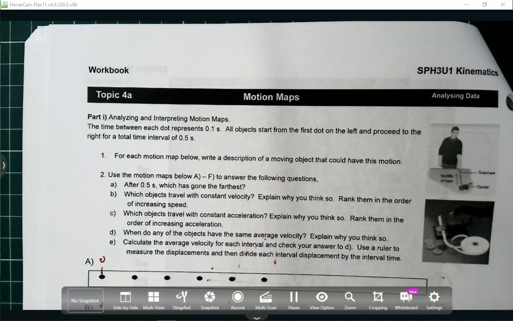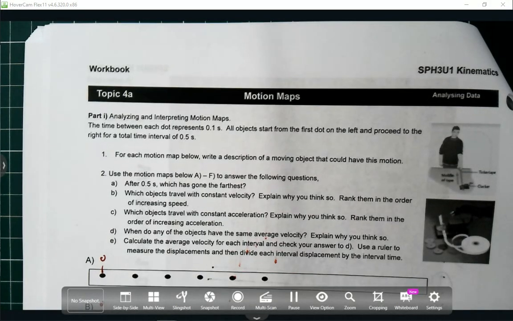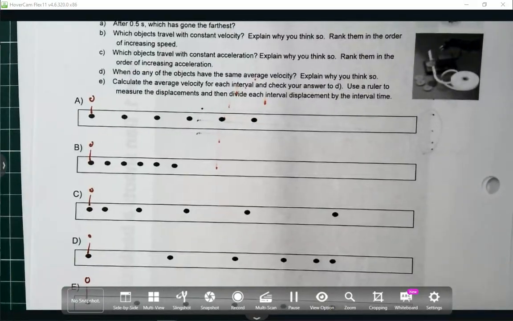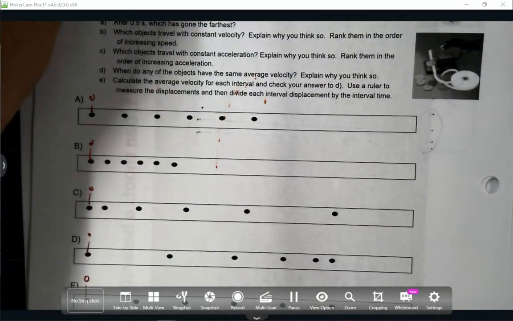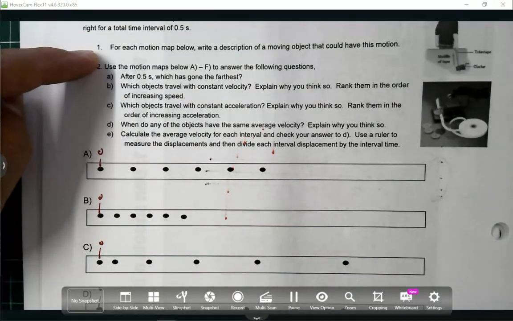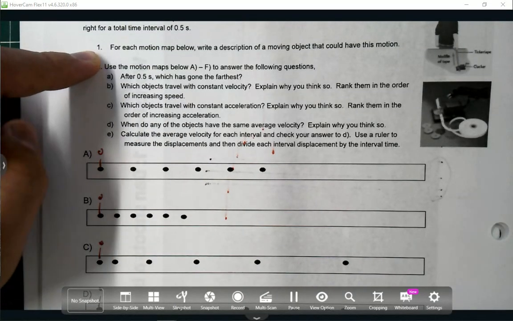So we got this idea of motion maps, and we talked about how ticker timers operate, and we've got these ticker tapes down below. We got to go through the questions. Obviously, we could go through and talk about what the motion is for each of these. I'm just going to say out loud for this one, okay?